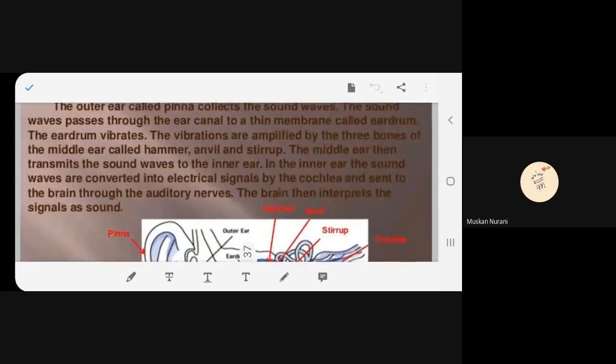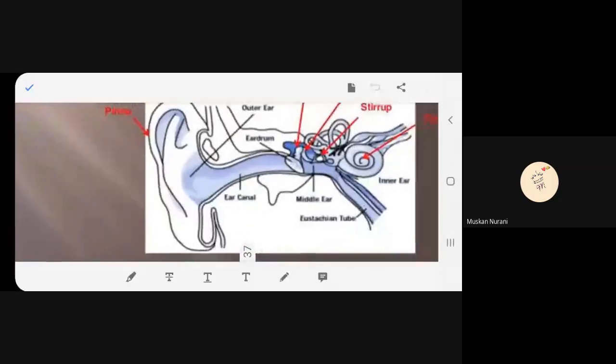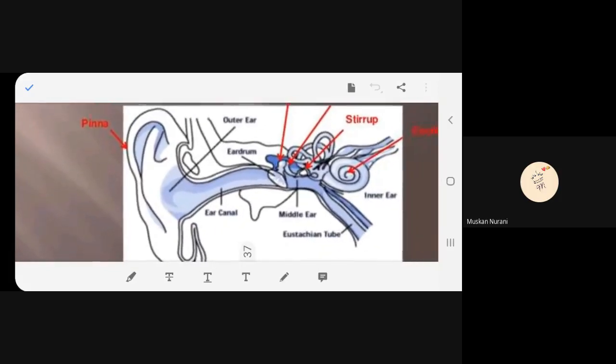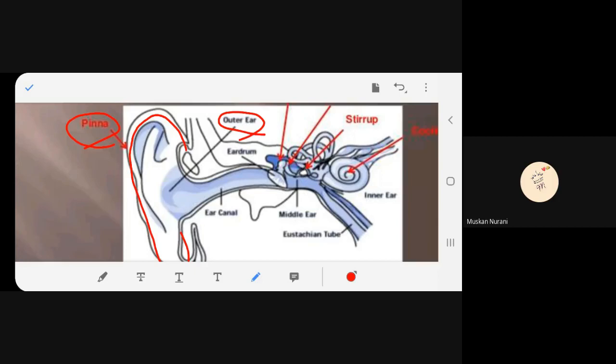So the outer ear, you saw this outer ear? This is the outer ear. What is the other name? What is the other name of the outer ear? Pinna. Pinna, exactly. So the outer ear is also called pinna.